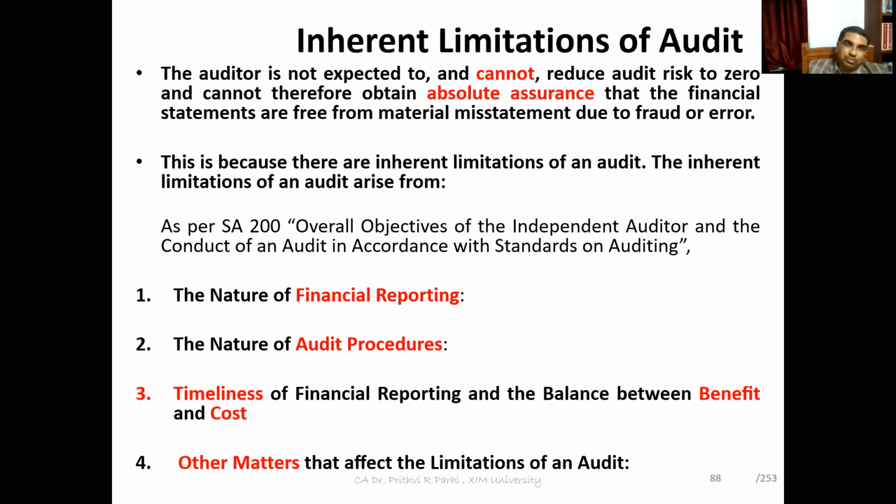As you know, the auditor is not expected to, and cannot, reduce the audit risk to zero. That means even if a particular financial statement is audited, we cannot say it is 100% correct. It is difficult to say, because there is always still a risk. This audit risk cannot be reduced to zero. Therefore, auditing cannot give you an absolute assurance that these financial statements are free of any fraud, error, or mistake.